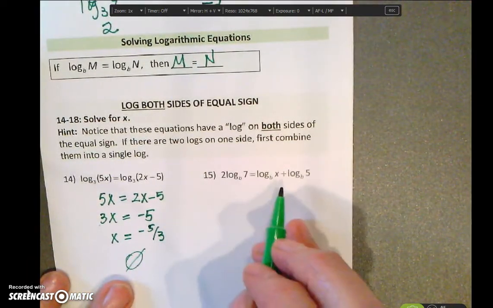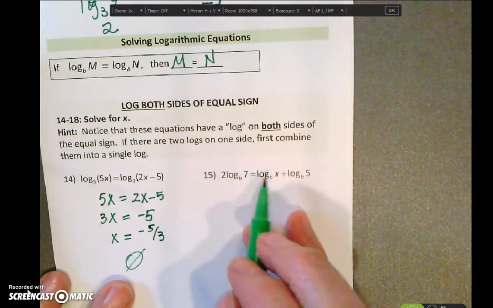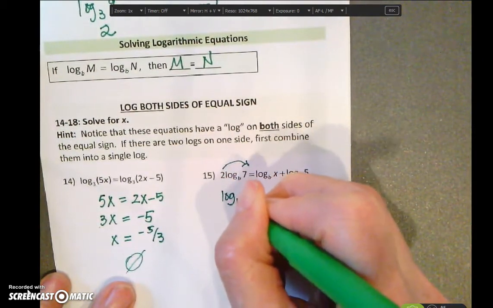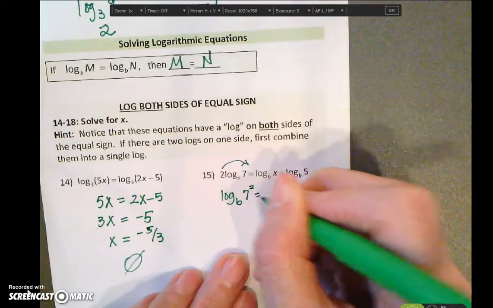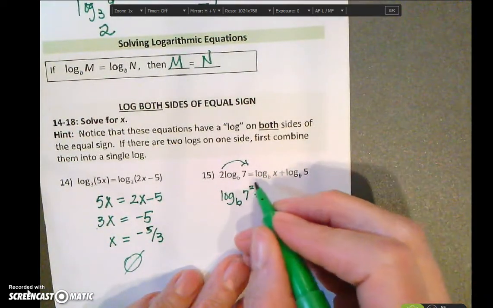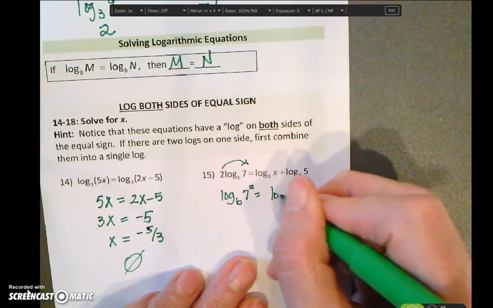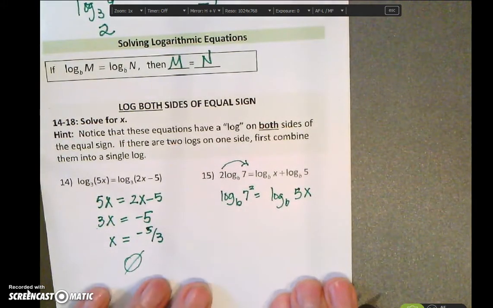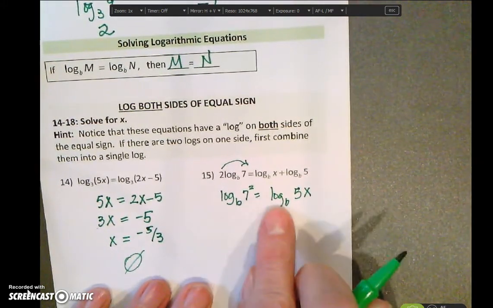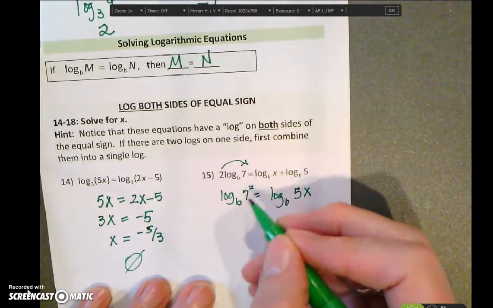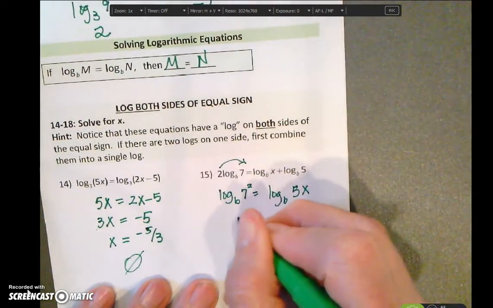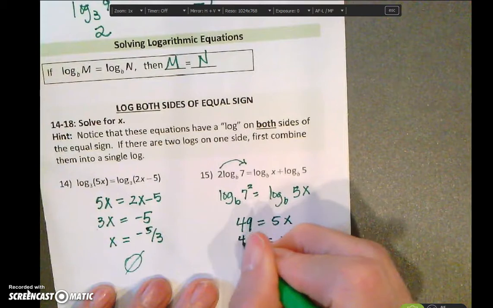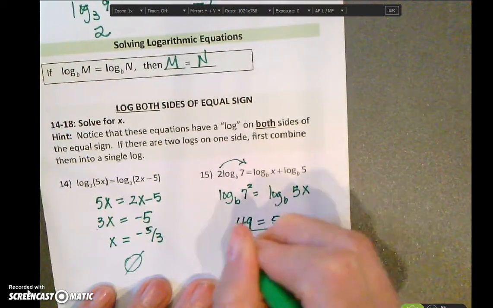All right, so here I want to first simplify both sides. So I'm going to bring my 2 in. So I get the log base b of 7 squared is equal to, and then I'm going to combine these two together. Since it's addition, when I combine them, I'm going to multiply and get 5 times x. So now I have a log equal to a log. So I can say that my 7 squared is equal to 5x. So I'm going to say 49 is equal to 5x. Divide both sides by 5, and I get 49/5 for my answer.